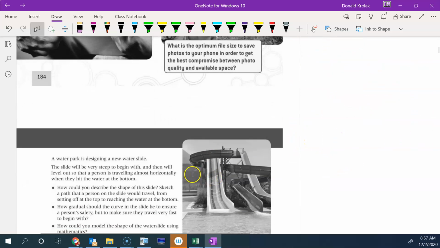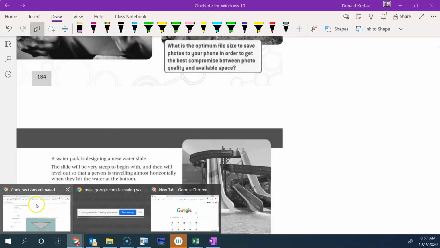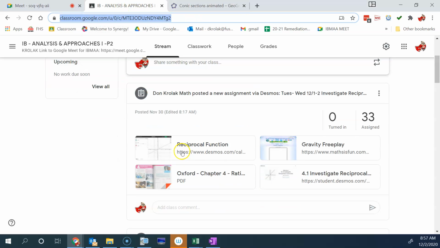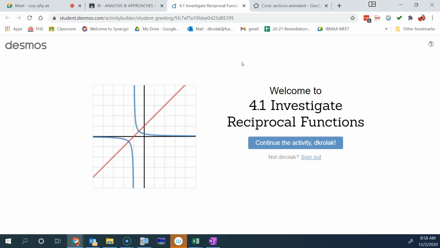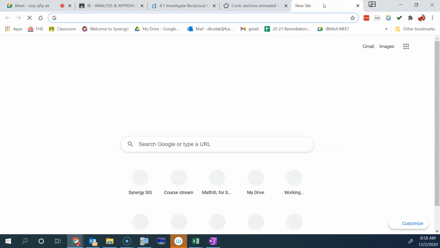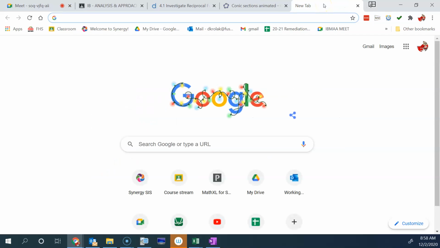All right, so if you go now back to your Google Classroom and click on the link that says 4.1 investigate, and then go ahead and log in. And then just stop where you're at once you get logged in, okay?